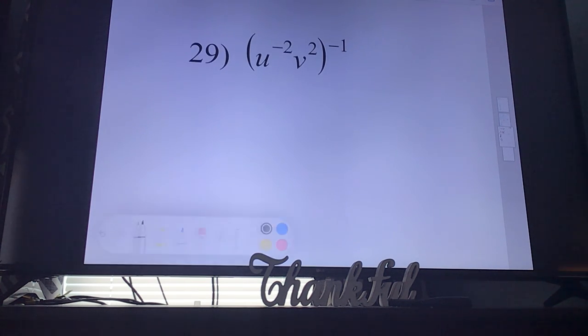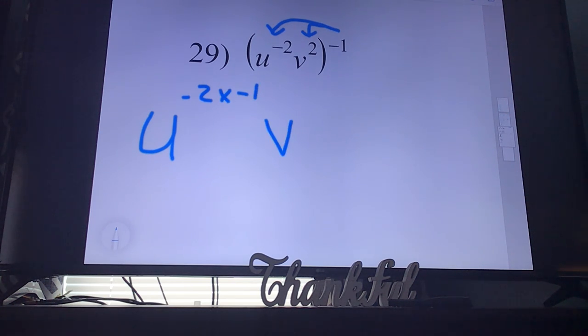Okay, 29. So, we need to distribute this to every number in there. So, you're going to have u to the -2 times that 1 on the outside. V, it already has a 2, times that -1 on the outside.